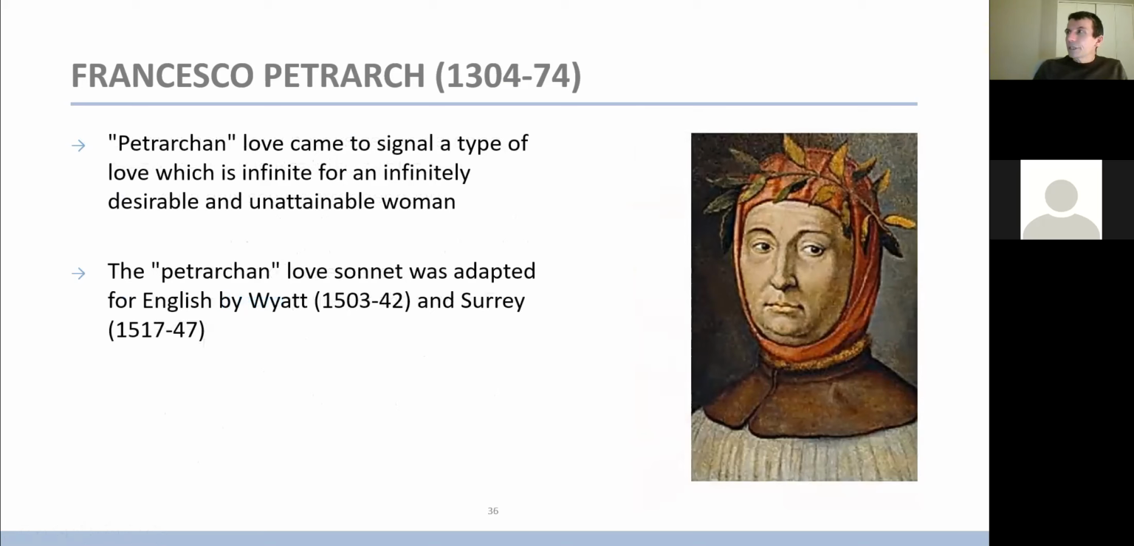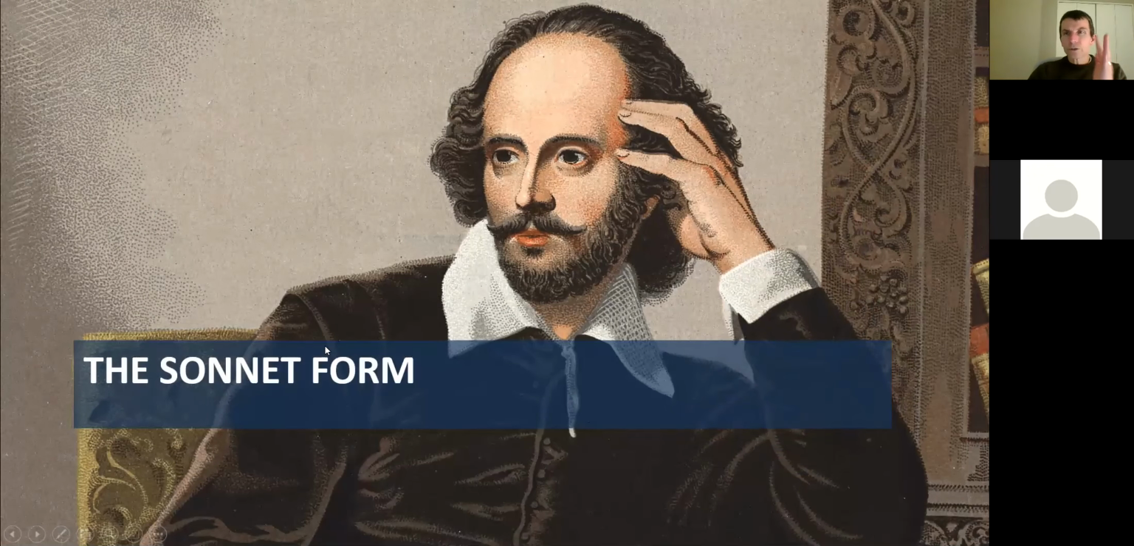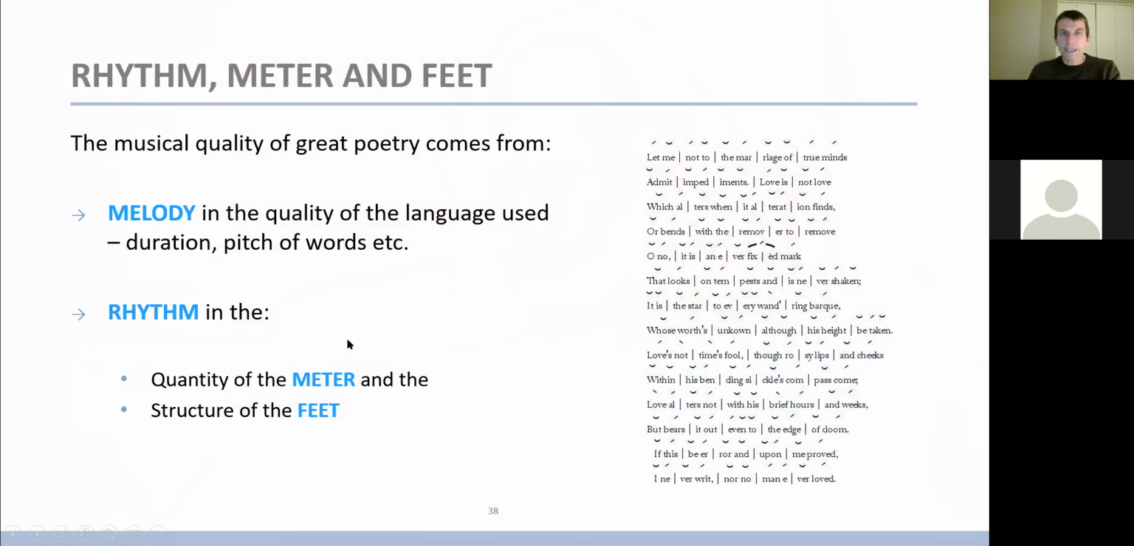So his poems came to be seen as, let's say, the archetype of a love which is infinite for an infinitely unattainable woman. She's passed away, she can't ever be there, but it's this infinite desire for that which is absent. And this kind of Petrarchan love form, the sonnet, was brought over to England by Wyatt and Surrey early in the 16th century. So Shakespeare, whom we're going to be reading, is writing a little bit later than that, but is definitely in this tradition of Wyatt and Surrey bringing that over to England.